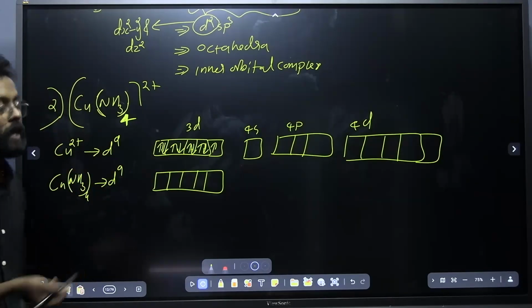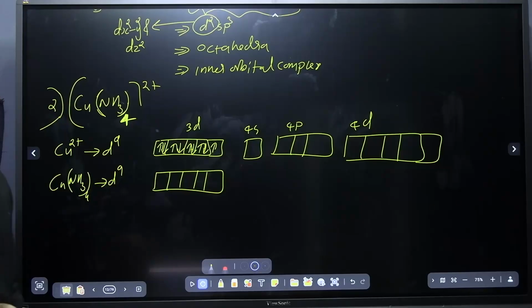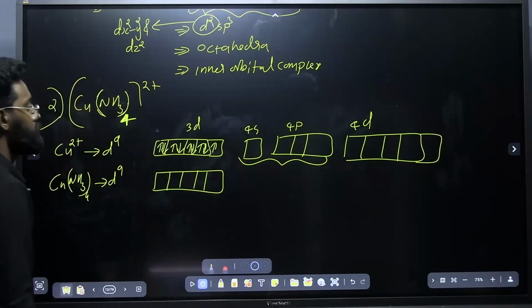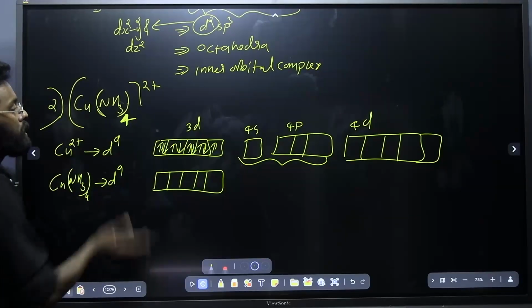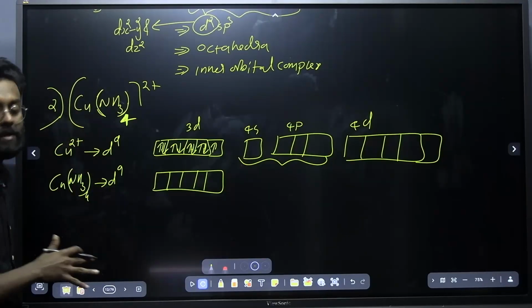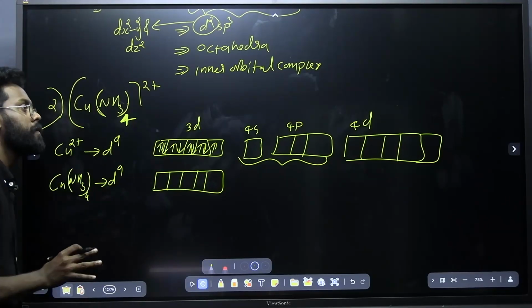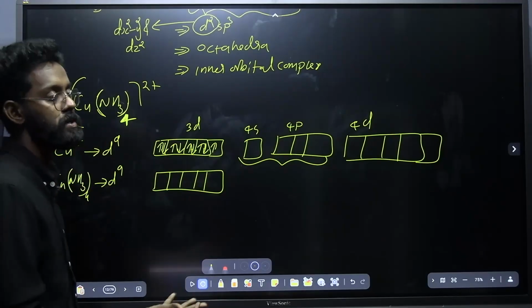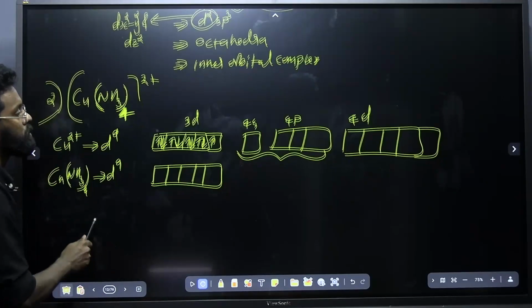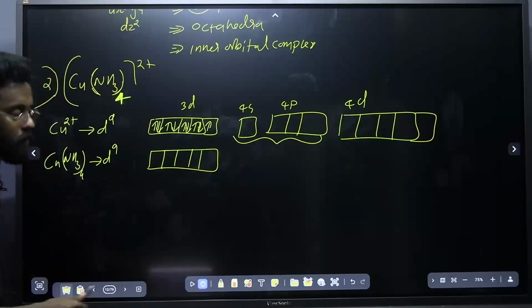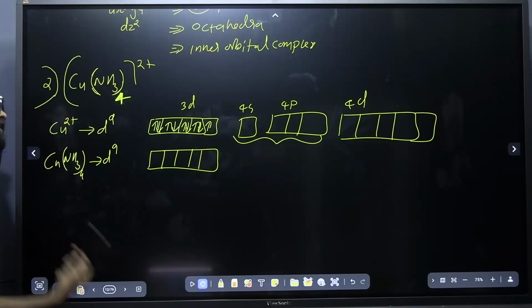If it is 4, then what is the hybridization that you are expecting? sp3 is the hybridization that you are expecting. Okay, but what actually happens is, theoretically it has been found that this complex has square planar geometry. If it is square planar geometry, then what would be the hybridization? Square planar. What is the hybridization? dsp2, very good.